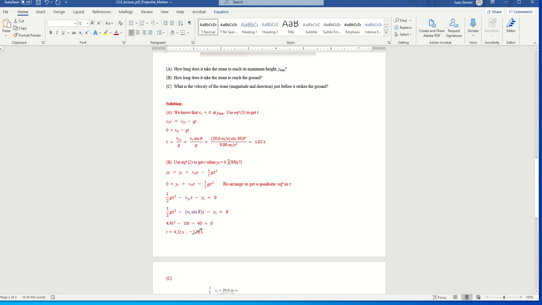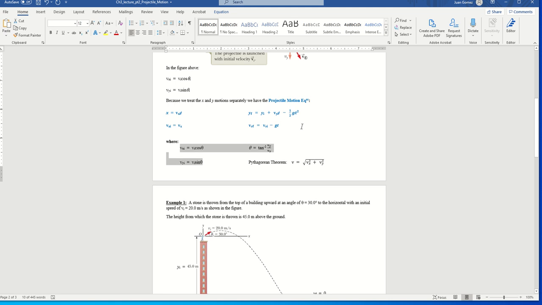And to get T when Y final is 0. And why did I say let's use equation 2? Remember, again, we don't want to overthink it. Remember, this is equation 1, the X equation. This is equation 2, and this is equation 3. Again, I'm not numbering the Vxi equals Vx. It doesn't help us in terms of calculations. It's just telling us, hey, Vx never changes. All right, so we get it.